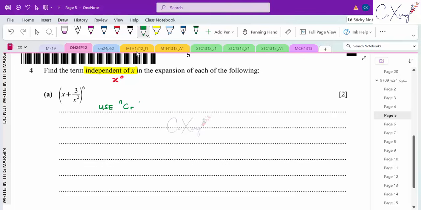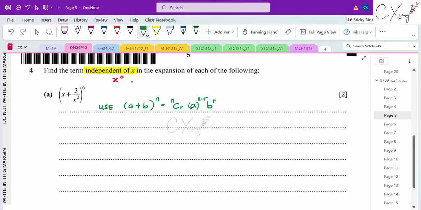Okay, then maybe I should write out the original equation first. So I'm having (a + b)^n, let's say. And if I want to expand any particular term, the general formula is nCr, you will be having b^r, and then a is power n minus r. This is the general formula.